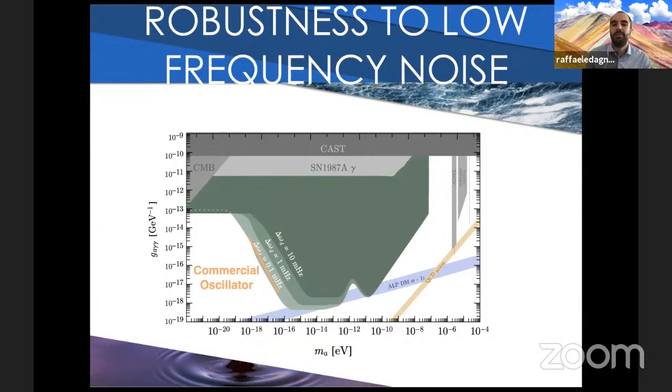And what happens if I degrade by factors of 10 or 100 the width of the oscillator that I'm using to load the cavity, which is an effective measure of low frequency noise? Then I lose sensitivity mostly at intermediate masses. This is also telling you that vibrations matter at these intermediate masses, say between 10 to the minus 18 and 10 to the minus 12 eV, but they don't matter at the very lowest masses. So your intuition might be that the lower you go in frequency, the worse vibrations are.